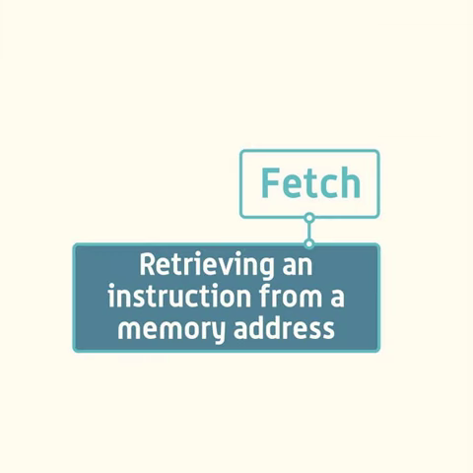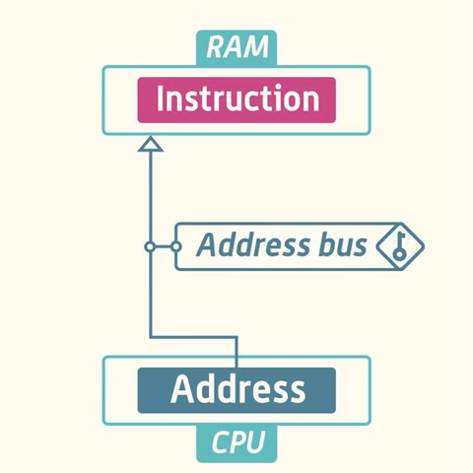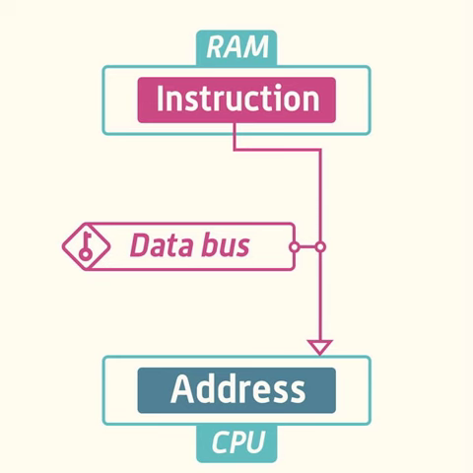The fetch step involves retrieving an instruction from a memory address in the RAM. The CPU sends the address of the instruction it wants to the RAM via a hardware path connecting the two. This path is called the address bus. The RAM finds the instruction stored at that address, fetches it, and passes it back to the CPU via another hardware path called the data bus. The instruction is stored in one of the CPU's own memory areas, called a register.